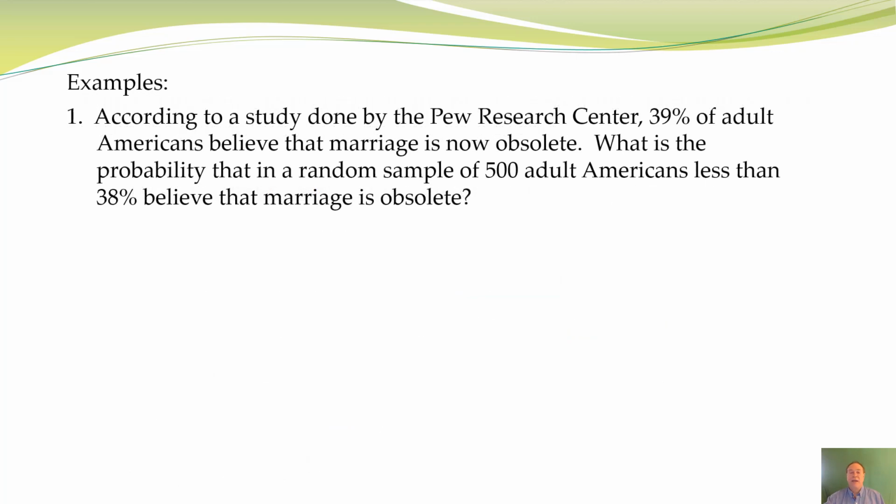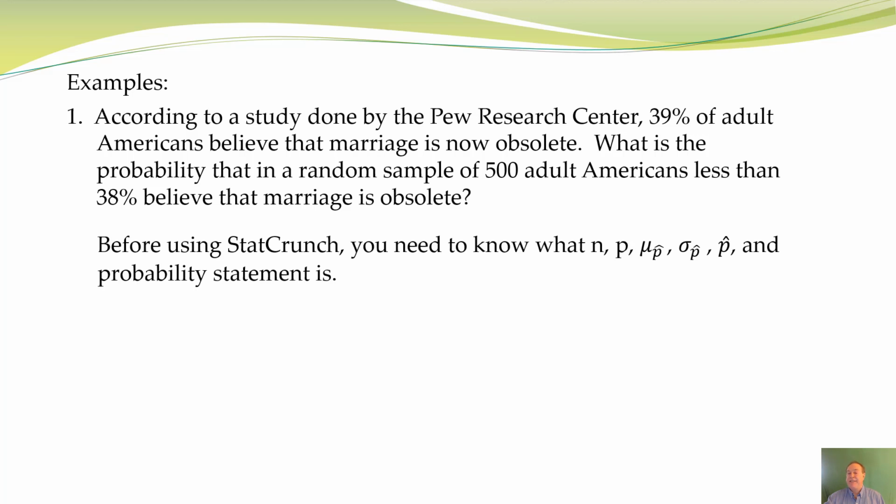Okay, so let's look at some examples here. According to a study done by the Pew Research, this is the same study we did earlier, 39% of adult Americans believe that marriage is now obsolete. What is the probability that in a random sample of 500 adult Americans, less than 38% believe that marriage is obsolete? Now, before using StatCrunch, you need to know different information. You need to know n, p, mu of p hat, sigma of p hat, and a probability statement. All this information has to come from this one problem.